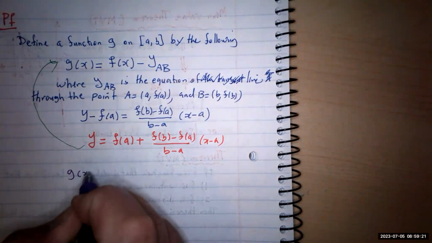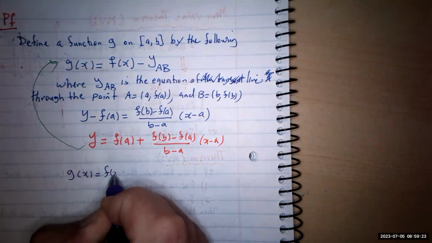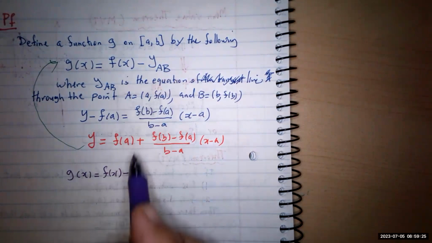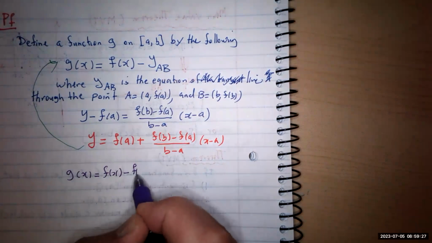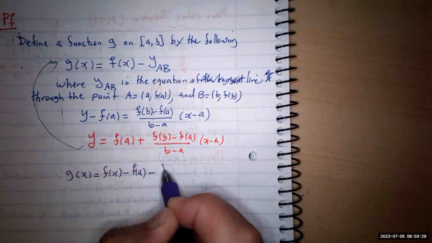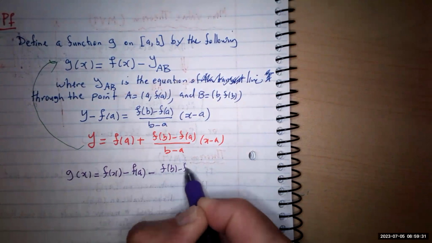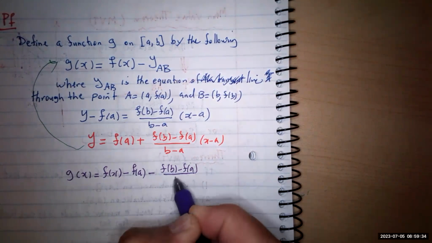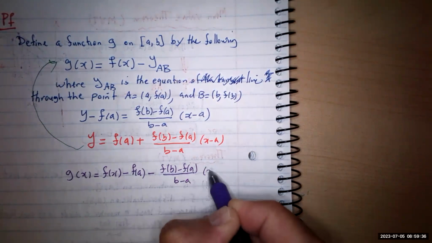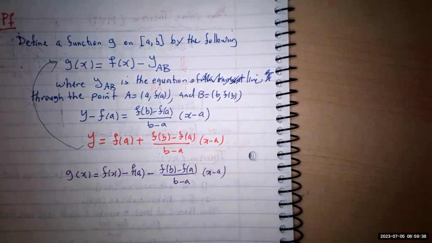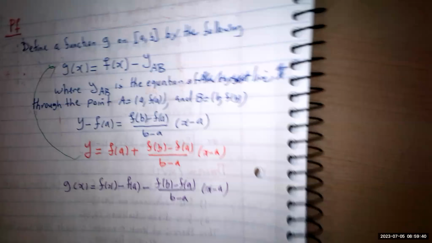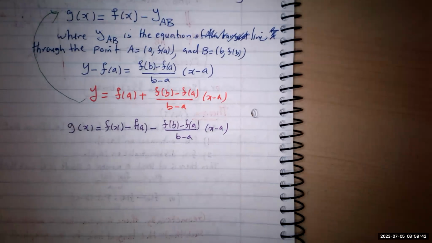Just for the record, g of x is f of x minus f of a minus f of b minus f of a over b minus a times x minus a. You see, that's a g function. This function would satisfy the conditions of Rolle's theorem. There is a c, g prime of c equal to 0, which gives you the mean value theorem right away.